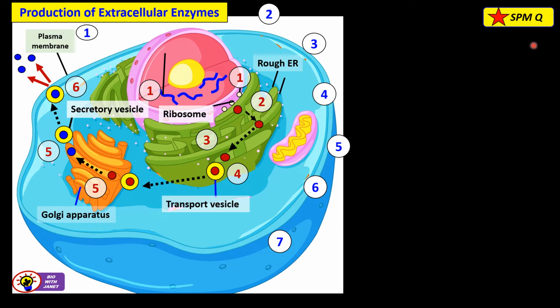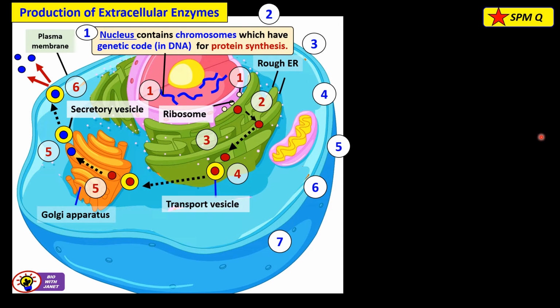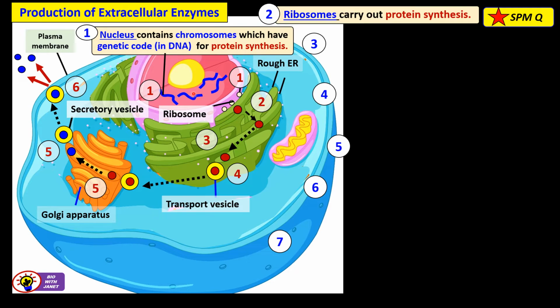So let's now answer the question. Explain the production of extracellular enzymes based on this diagram. All right. So number one, the nucleus here contains chromosomes which have the genetic code in its DNA for protein synthesis. Number two, the code is then sent to the ribosomes. So this code has the instructions to make the proteins. So the ribosomes will carry out protein synthesis using this information in the code.